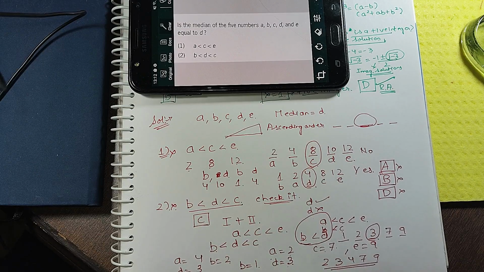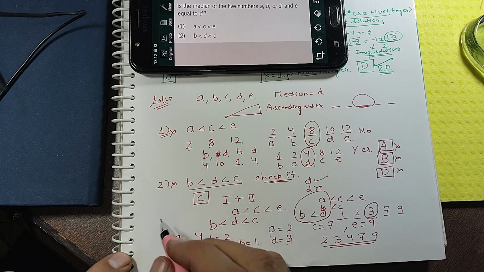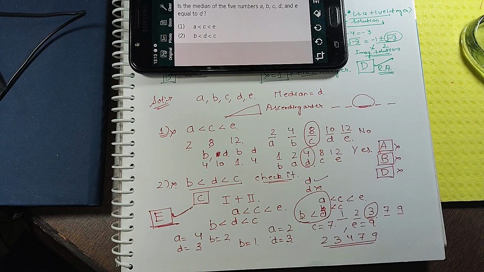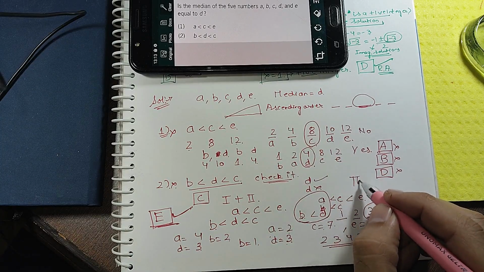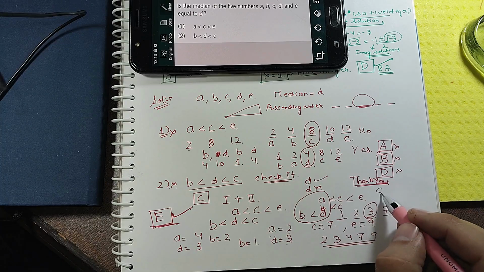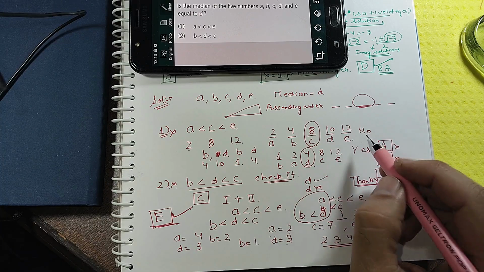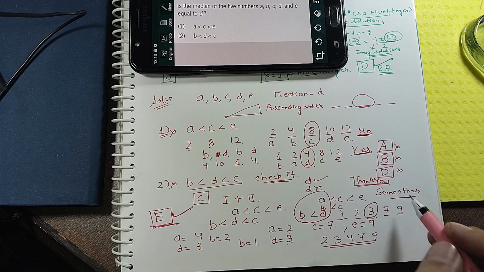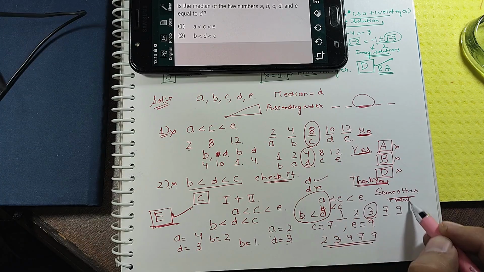So again, we are not sure whether D will be the median or not. So option E is the right option for this, that none of the statements are able to give us the right answer. So thank you for today's lecture. You can take some other examples also where you can create this condition where D is the median or not the median. Bye bye. Take care.